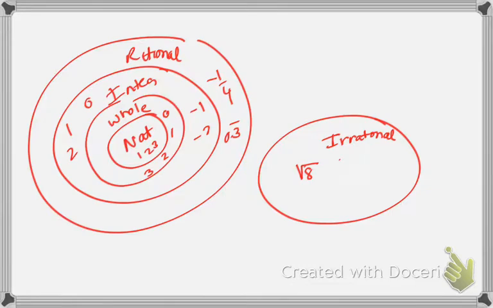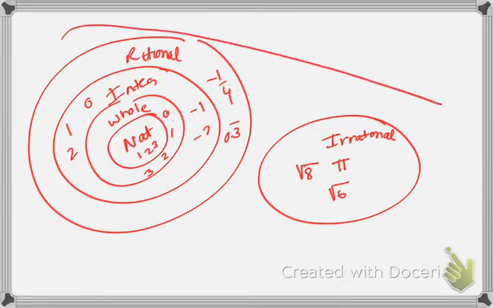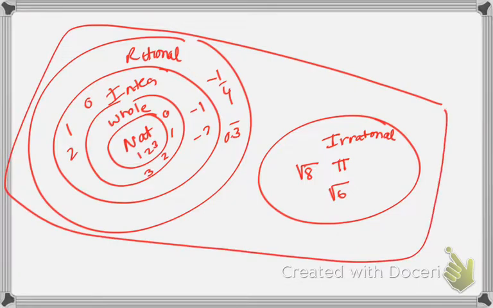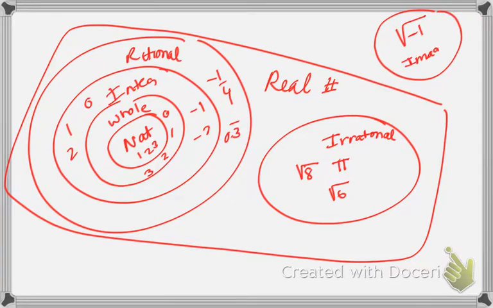It's any number that goes on and on. Pi, square root of 6. Repeated decimals are rational, but non-perfect squares are irrational. Together, we call these the real numbers, the real number system. Now, outside over here is the square root of a negative, and we call those imaginaries, because no number times itself will equal a negative.